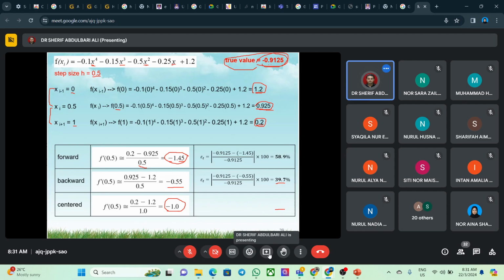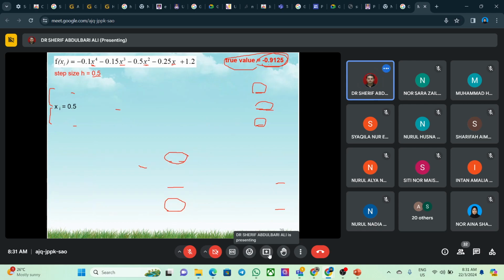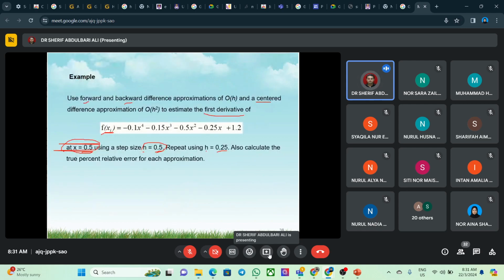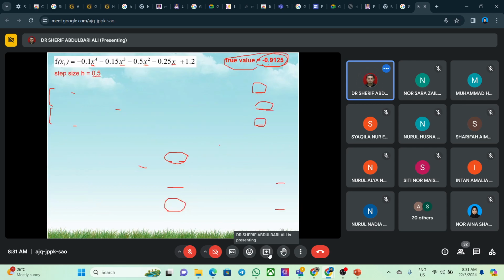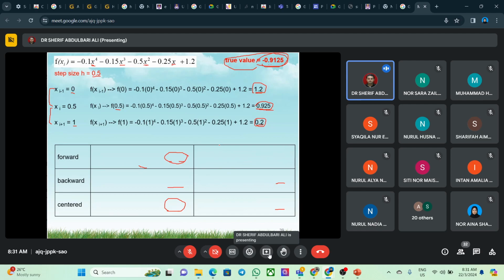Remember, the example asked you to do this and repeat when the step size is 0.25 to compare the answer. So now we just followed the example with step size 0.5. Now let's repeat the same example with the smaller step size, 0.25, and see what the answer is going to be. Is it going to give a better value or not?